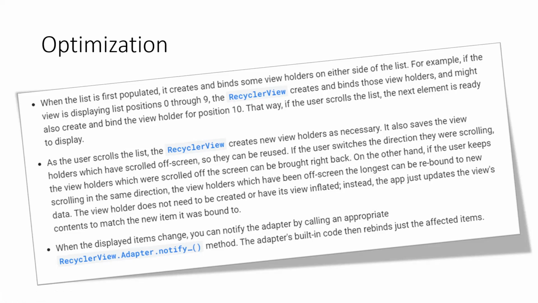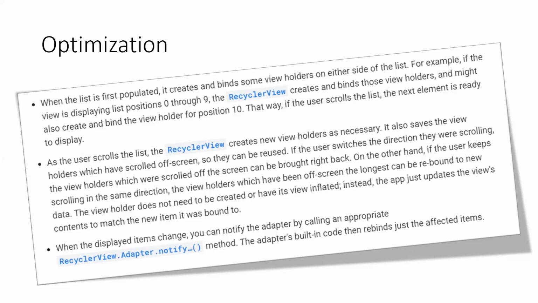The second optimization point is, as the user scrolls the list, the recycler view creates new view holders as necessary. And who is responsible for creating that? The adapter is responsible for creating that. It also saves the view holders which have scrolled off the screen. Let's say you scroll down, some of the items will scroll off the screen. Earlier they were visible, now they have scrolled off, so they can be reused. If the user switches the direction they were scrolling, suppose the user was scrolling up and now decides to scroll down, the view holders which were scrolled off the screen can be brought right back.